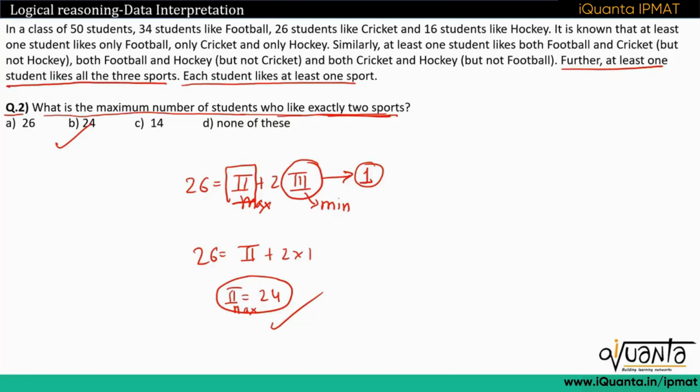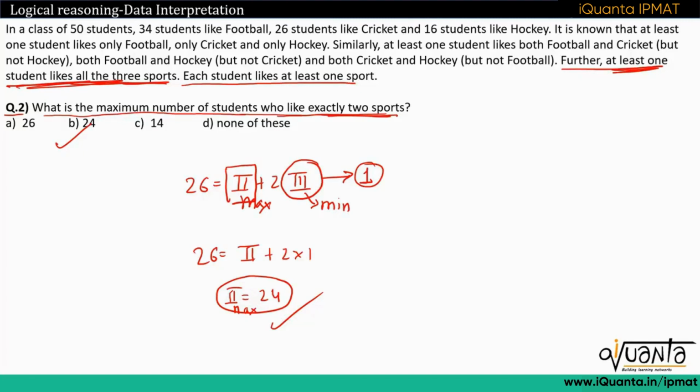I hope this is understood. This is exactly like the previous question, but now here we need to maximize exactly 2. So we minimize exactly 3. Minimum value of exactly 3 is equal to 1, which has been given to us in the question: at least one student likes all 3 sports. So the maximum value of exactly 2, or the number of students who like exactly 2 sports, will be equal to 24. I hope this is understood.